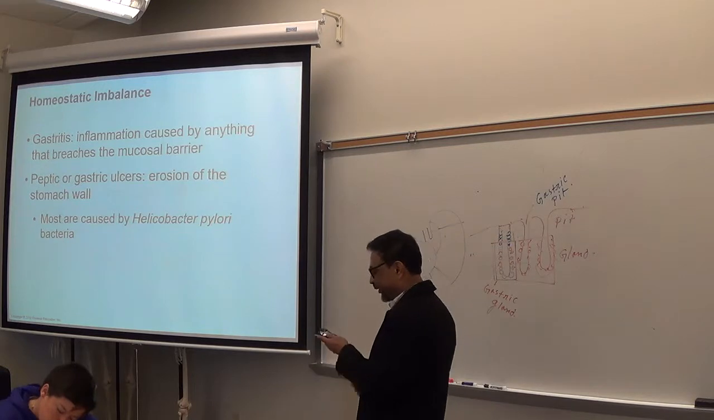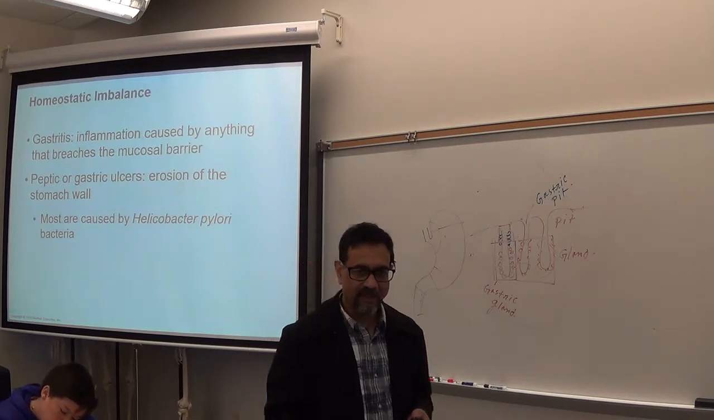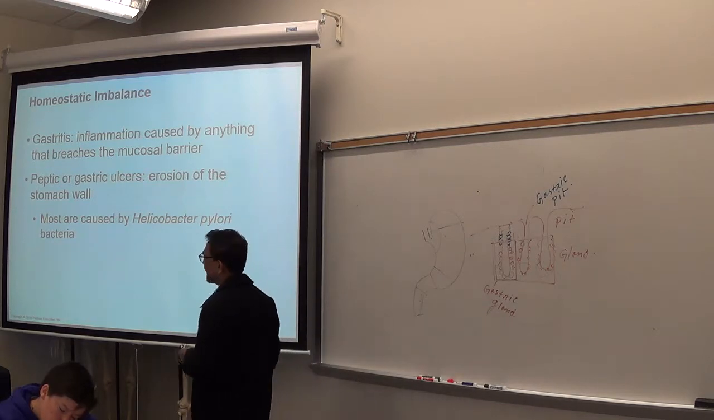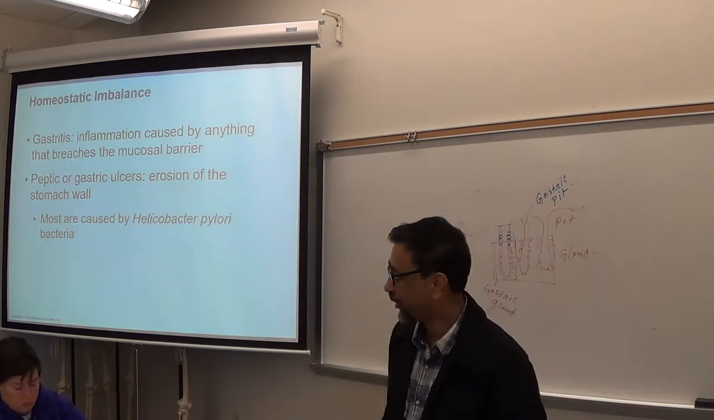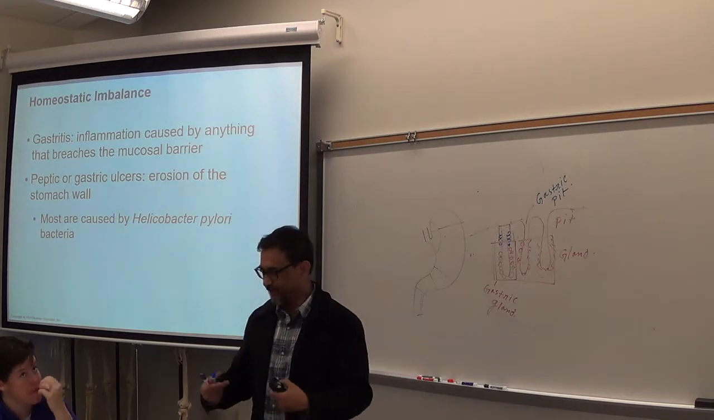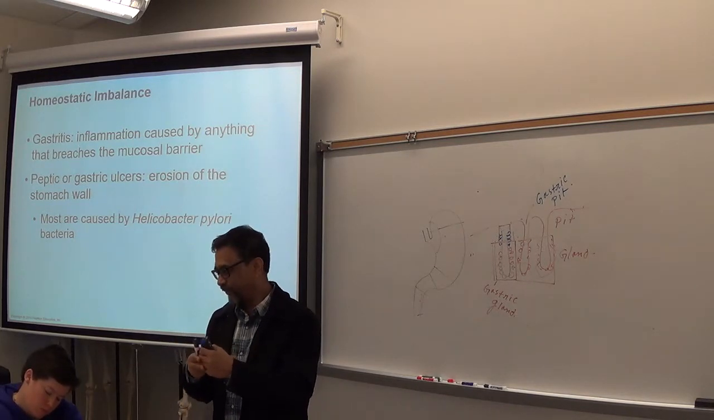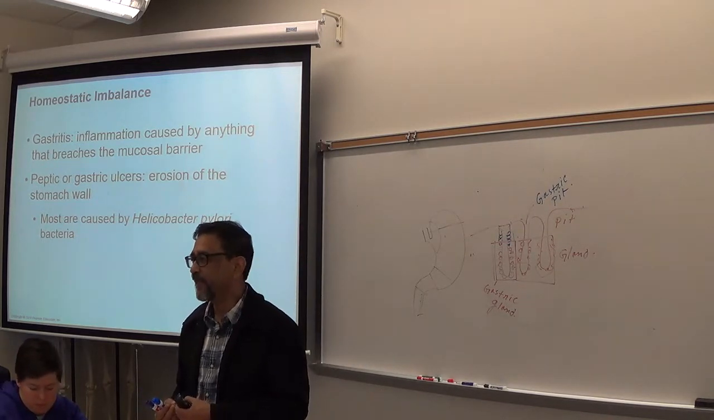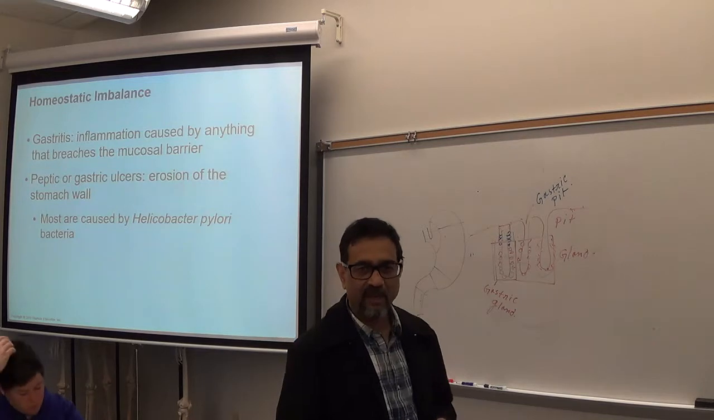But if for any reason that mucosal barrier is breached, torn, or destroyed, then what will happen? That will cause inflammation in the wall of the stomach, and that is gastritis. Itis is the inflammation. Ulcer is a more advanced stage, right? If inflammation continues, the wall will get injured. At that stage, it can also bleed. Make sense? Blood can come out. So that is gastric ulcer.